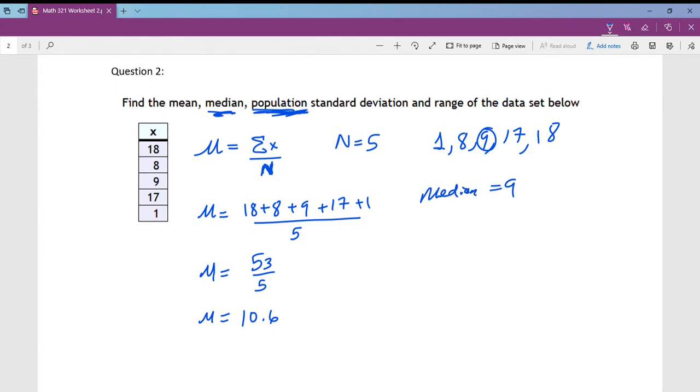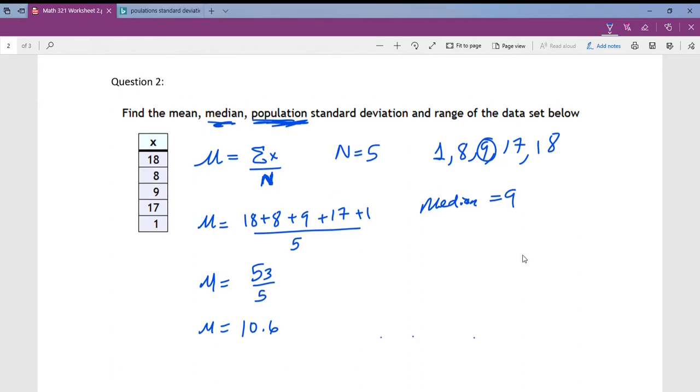Now to find the population standard deviation. There are 2 formulas we can choose from. I'm going to choose the formula that I think is easiest. The formula for the population standard deviation, sigma, is equal to the square root of the summation of x squared minus the summation of x quantity squared divided by big N, and inside the radical we also divide it again by big N. Now to do this we should make a table, so let's make a table.